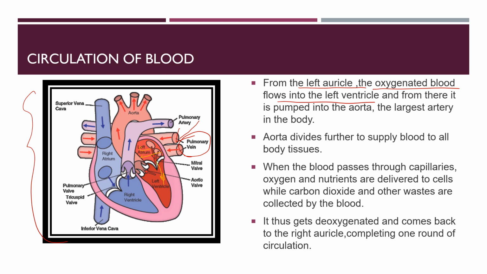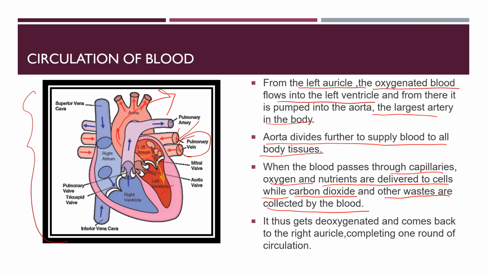Okay, now next comes the largest artery, the aorta. It is dividing the blood to the different parts of the body tissue. So from the left ventricle the blood is carried through the aorta to different parts of the body. The aorta is the largest artery of the body, taking the blood to different body tissues. When the blood passes through the capillaries, oxygen and nutrients are delivered to the cells, while carbon dioxide and other wastes are collected by the blood. So when the blood is passing through the cells, the oxygen and the nutrients are absorbed by the cells, and the waste products, the carbon dioxide, are collected by the blood itself.